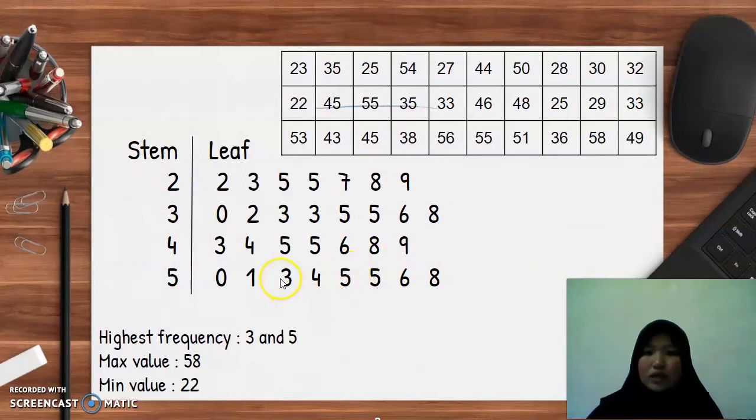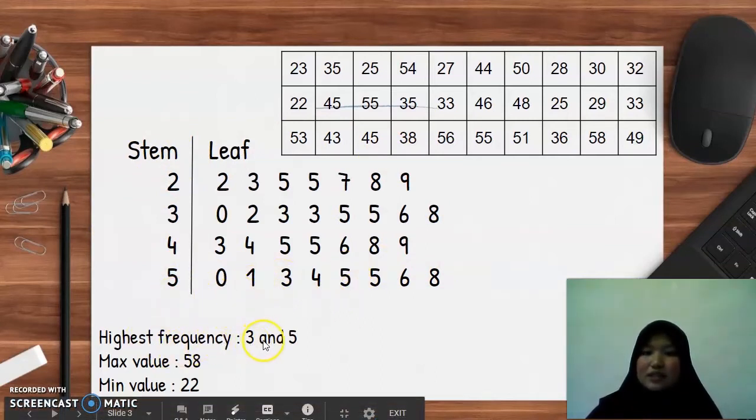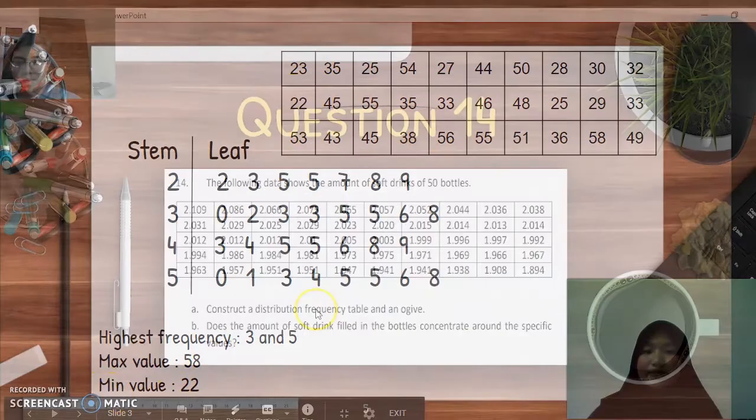So from that, we can conclude that the highest frequency is 3 and 5 because 3 and 5 has the most numbers, and the maximum value is 58 because it is the biggest number based on the data. And the minimum value is 32 because it is the smallest number based on the data.